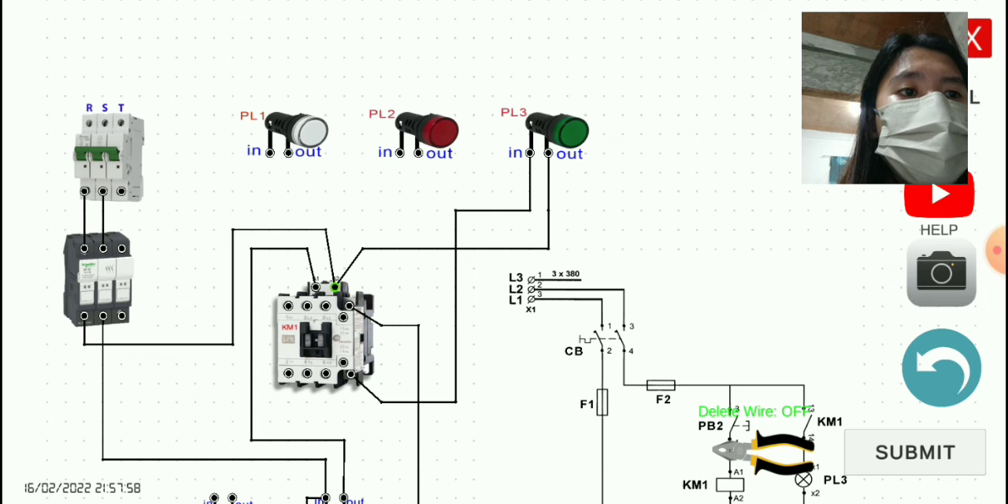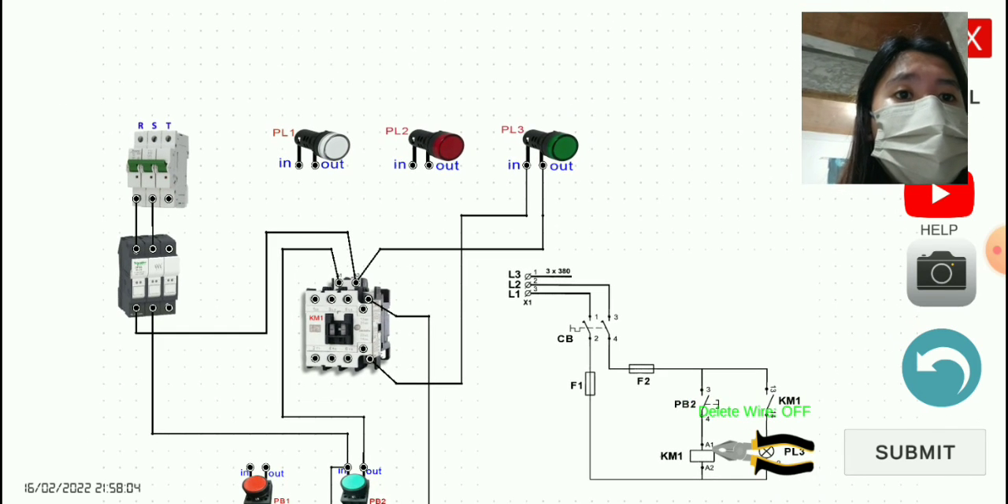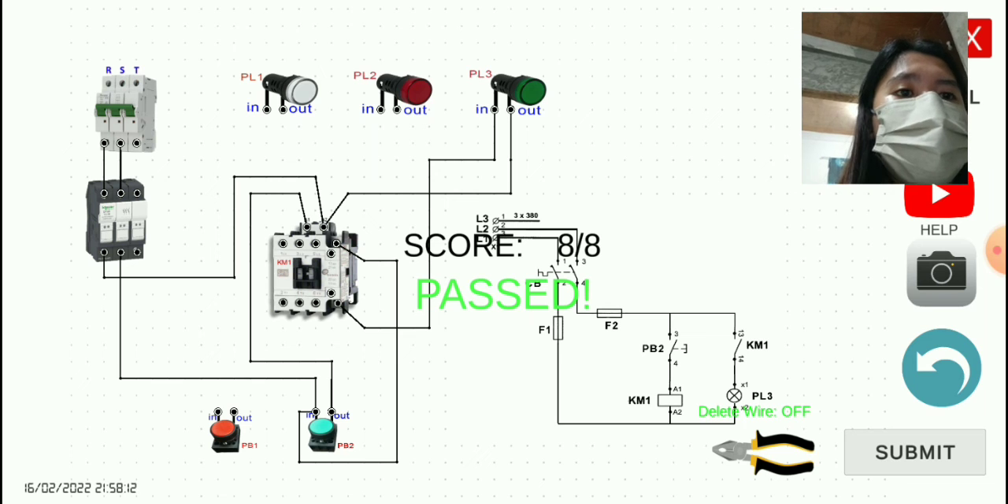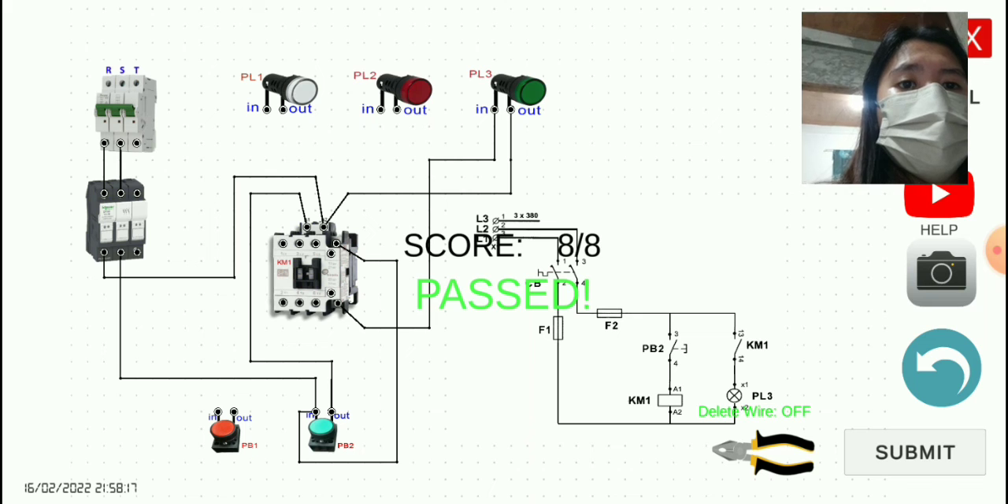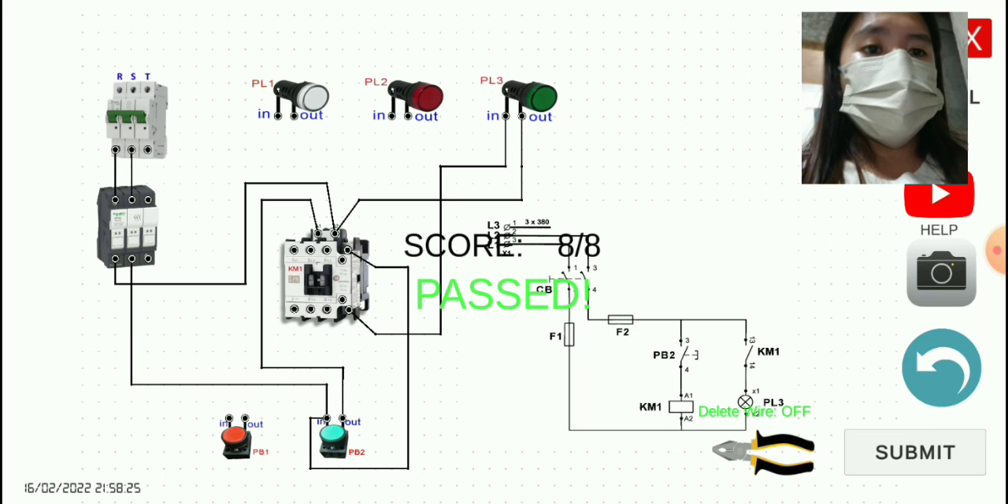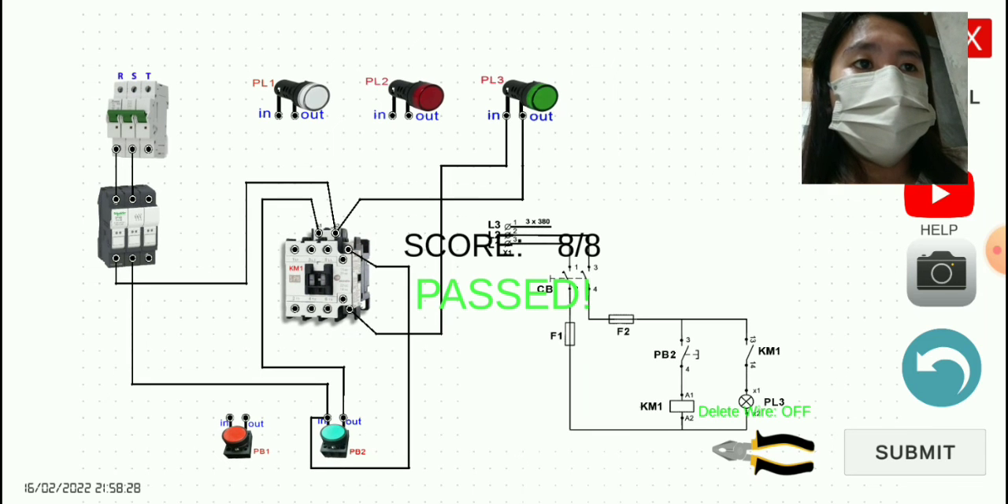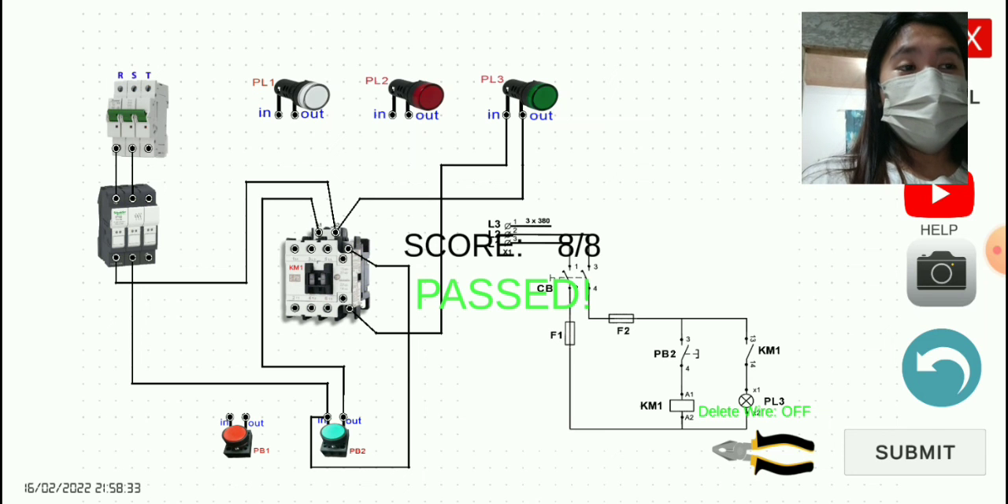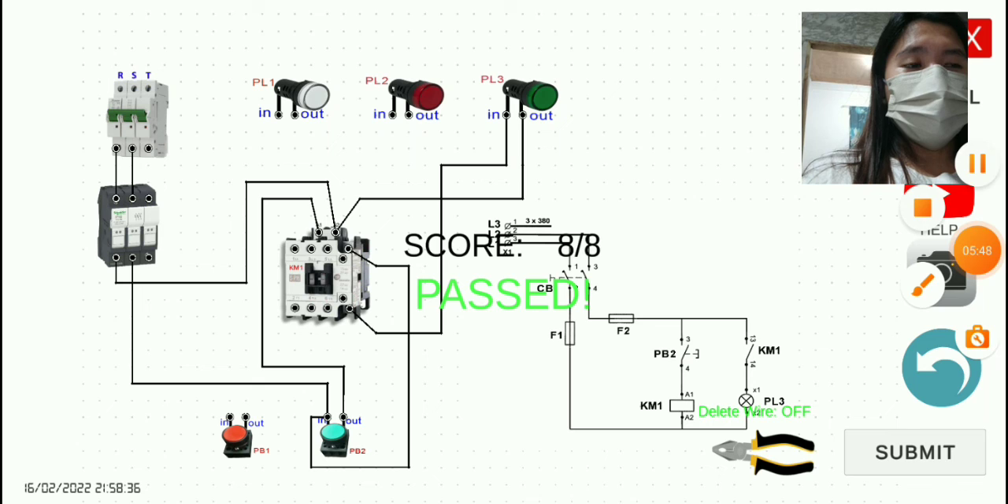Now it seems like our diagram is correct. The eight wires are correct. We'll try to submit it now. It passed, so it is right. And we can turn on the PB2. You can hear the tick-tock, and it will color green. Just like that. So that would be all. Thank you and see you in the next activity.